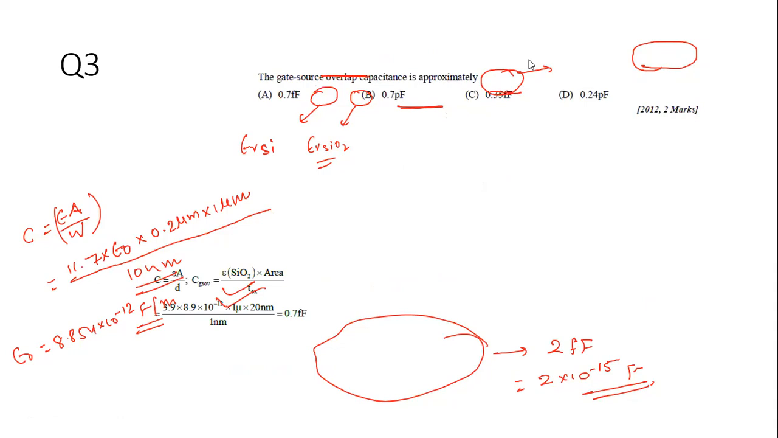Question number 3 says the gate source overlap capacitance is approximately what? So what's the gate source overlap capacitance? Gate source overlap capacitance C equals epsilon A by W, but in this case epsilon SiO2. This is 3.9 times epsilon naught into area upon width.